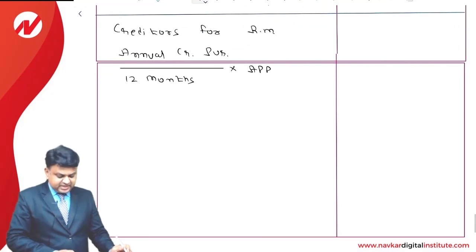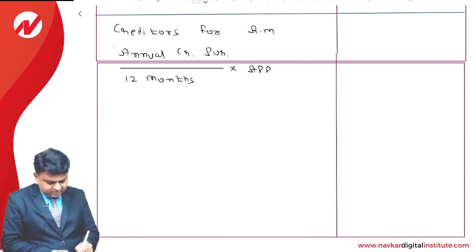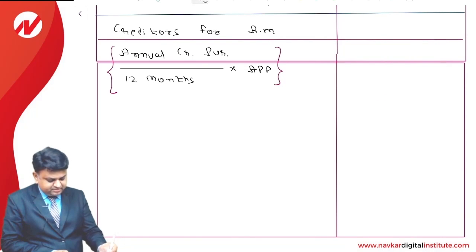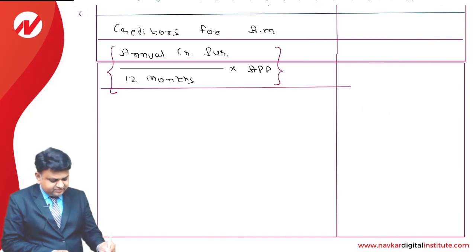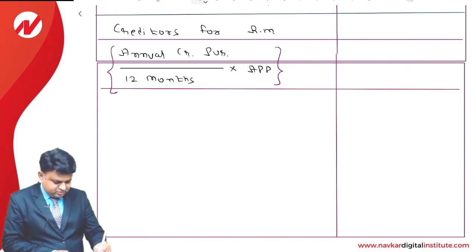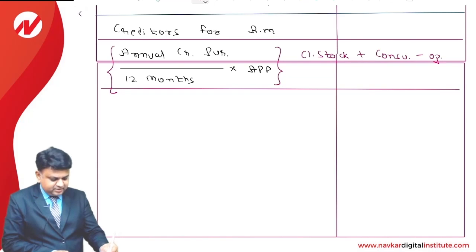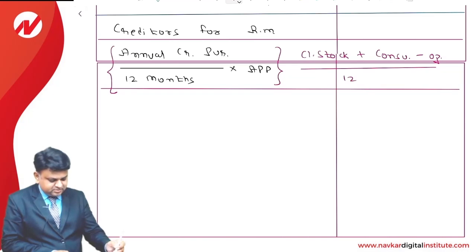As far as the purchase calculation is concerned, friends, it can be calculated like this. It is closing plus consumption minus opening. That is the way the purchase can be calculated. It is closing stock plus consumption minus opening, whole divided by 12 months into average payment period.